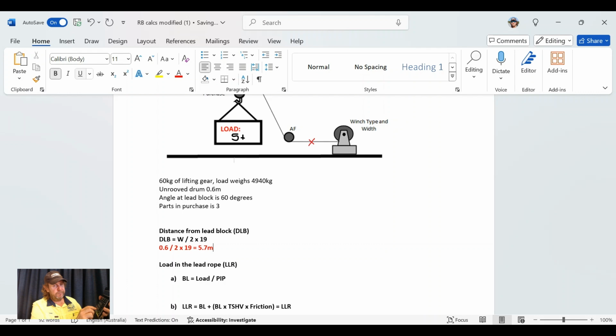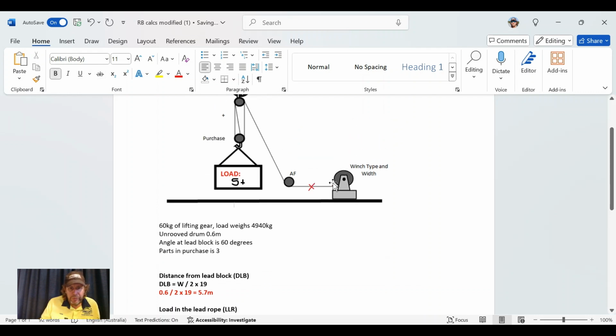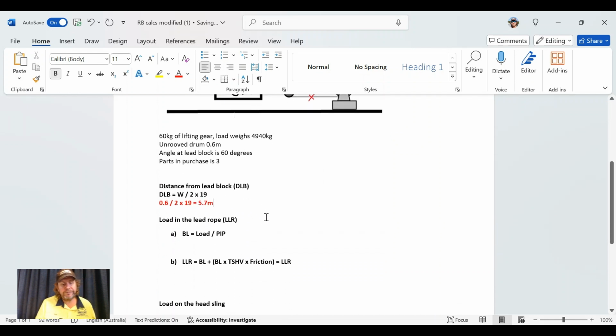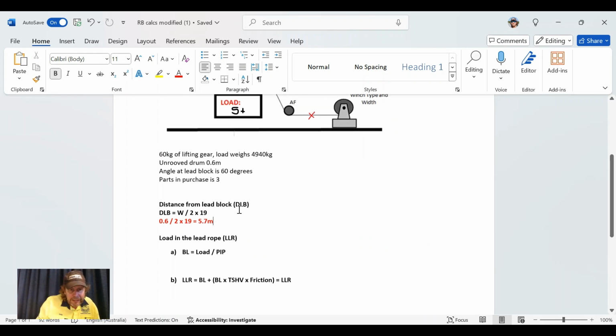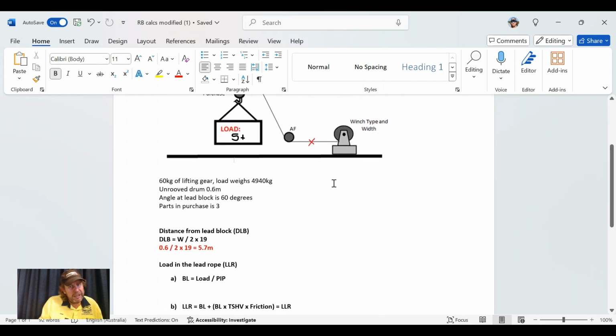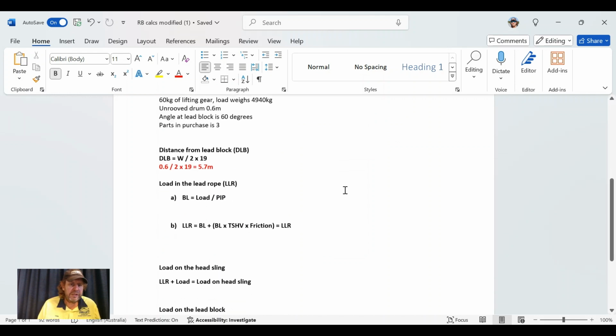0.6 divided by 2 times 19 equals 5.7 meters. So the minimum distance we need to have from that ungrooved drum end to that lead block is 5.7 meters. If that was grooved, we would use 12 instead of 19. However, that's not part of this equation. You will get both in your national assessment instrument. So you need to understand the grooved and the ungrooved, but your instructor should teach you that.